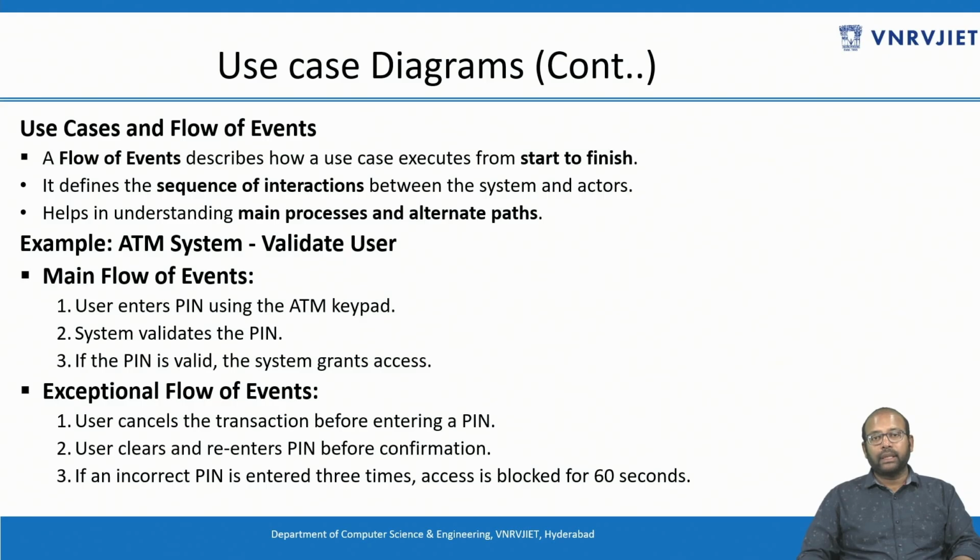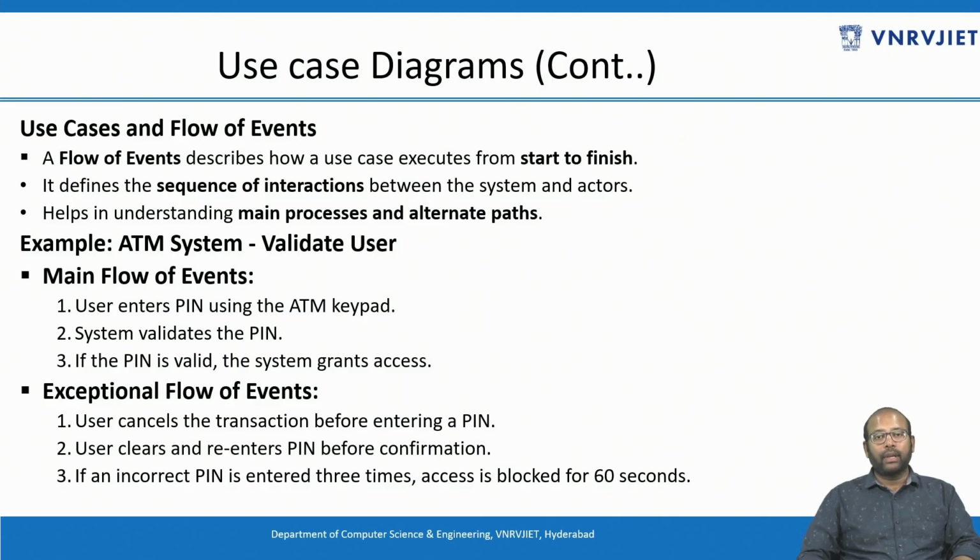So when you check this particular use case, the main flow of events is: first the user enters the PIN using the ATM keypad, and then the system validates that PIN, and if the PIN is valid, then the system grants access. And these are the main flow of events.